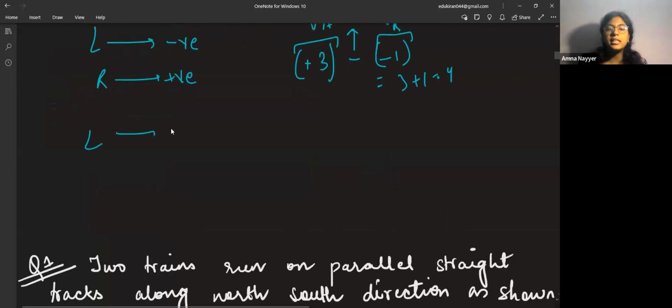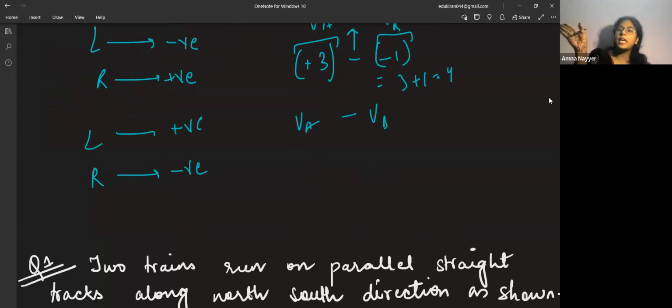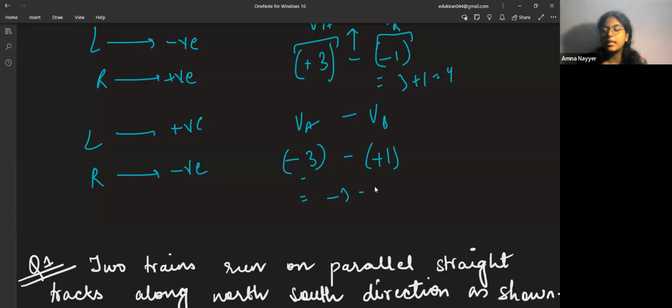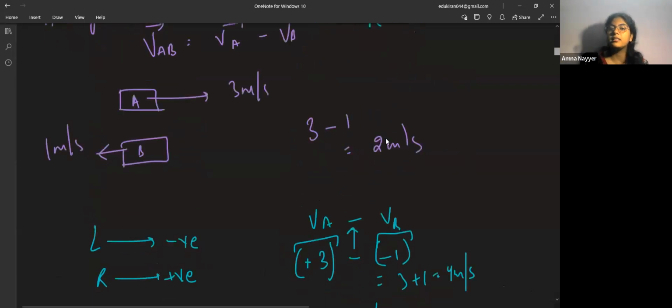Let's say left is positive, right is negative. Now keep it in the formula VA minus VB. What will be VA? Velocity of A is towards the right, so it will become minus 3. Then this minus sign. And what will be VB? VB is towards the left, so plus 1. So what do you get? Minus 3 minus 1, that is again minus 4 meters per second. Both the answers are different from 2. None of the answers is matching this.